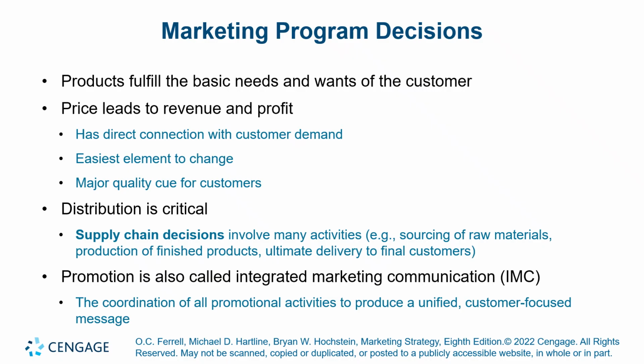Price is also a major quality cue for customers. People do believe that the higher the price, the better the quality. In most cases that is true. Distribution is critical. Channel distribution, the 4Ps' place. Remember, supply chain decisions involve many activities, for example, sourcing of raw materials, production of finished products, ultimate delivery to final customers, etc. It's critical to make your supply chain decisions.